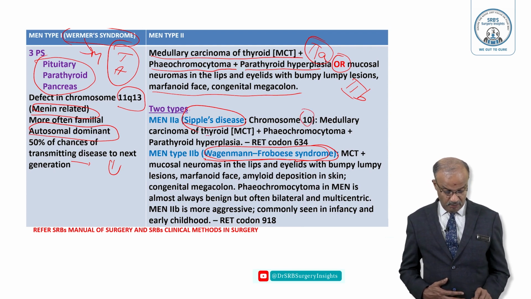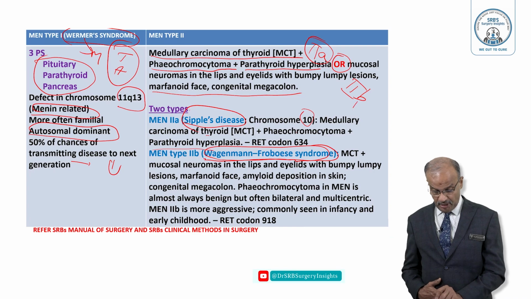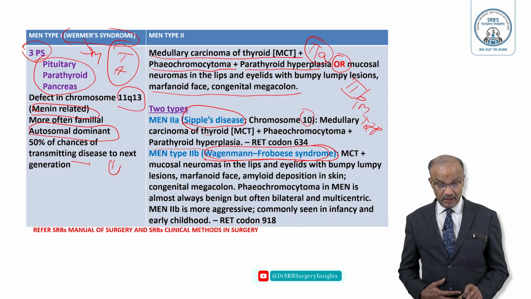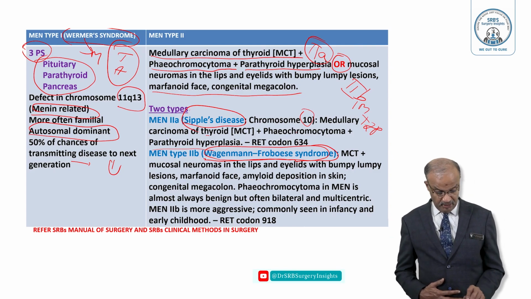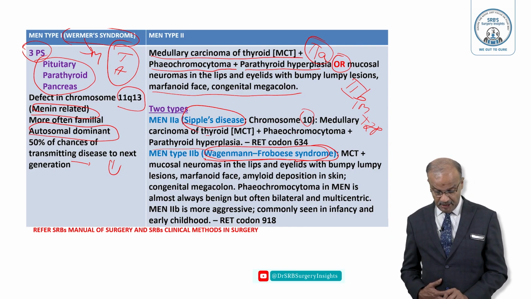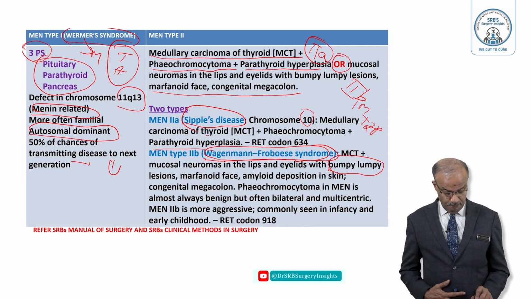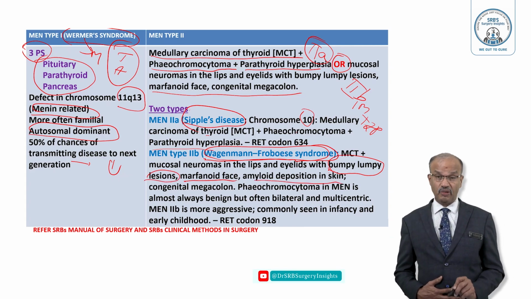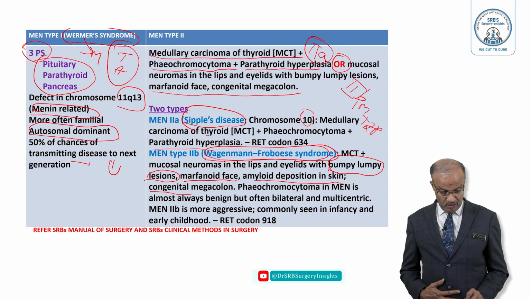MCT, pheochromocytoma, parathyroid hyperplasia: 1M plus 2P. Here in type 1 it is 3P, here 1M plus 2P. Type 2B has medullary carcinoma thyroid and mucosal neuromas in the lips and eyelids with bumpy, lumpy lesions, popularly called bumpy, lumpy lesions. Marfanoid habitus, amyloid deposition in the skin. It's a quite known entity.